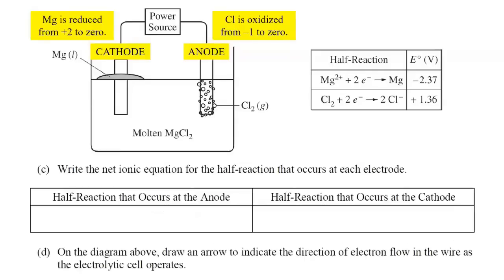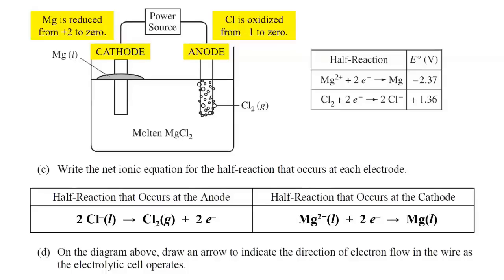In part C, write the net ionic equation for the half reaction that occurs at each electrode. So we know what this is now, because at the anode, it should be chlorine being oxidized from -1 to 0. So 2 chlorine ions are being converted into 1 Cl2. And again, 2 electrons are lost. So oxidation involves the loss of electrons, and then reduction involves the gain of electrons. So we have Mg2+ plus 2 electrons to produce Mg.